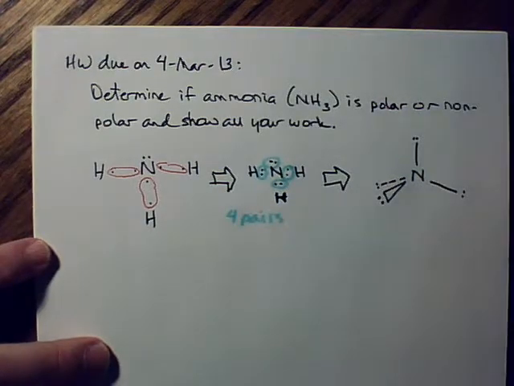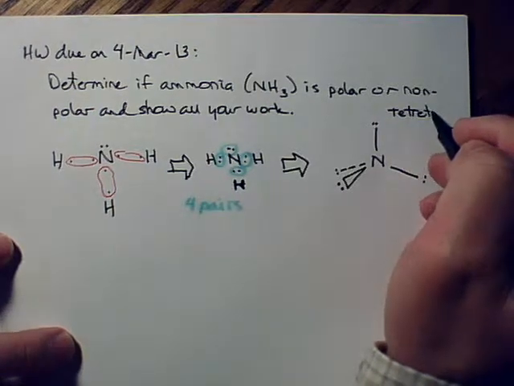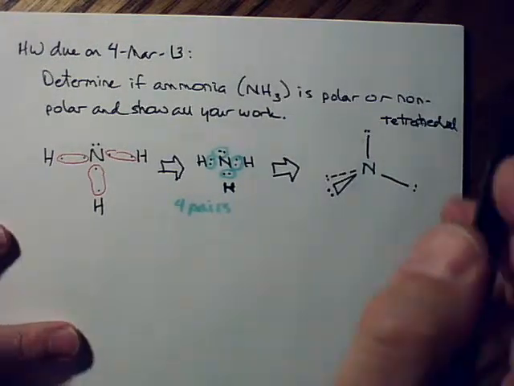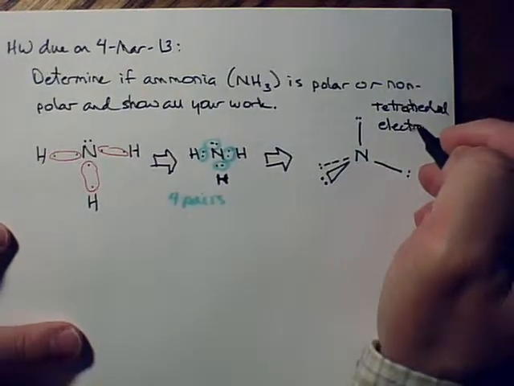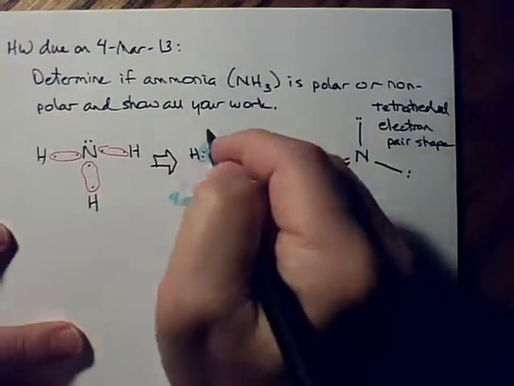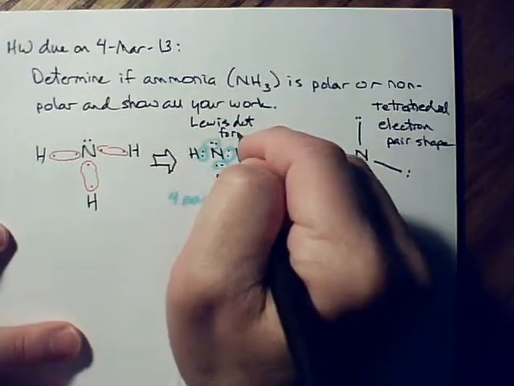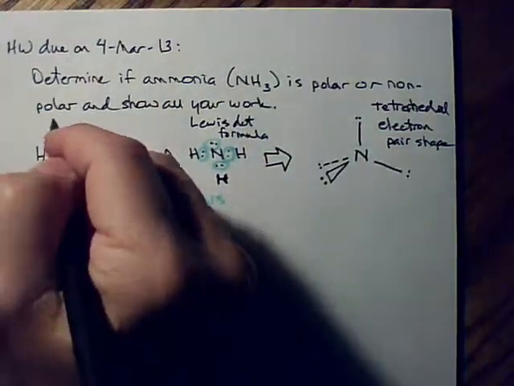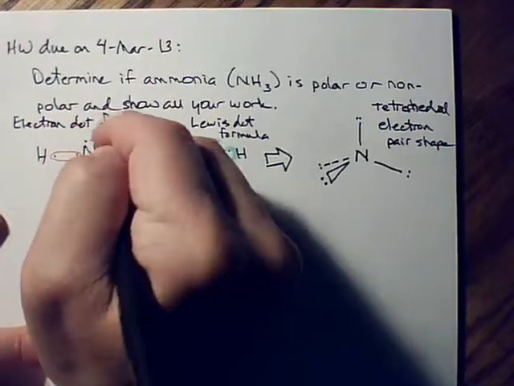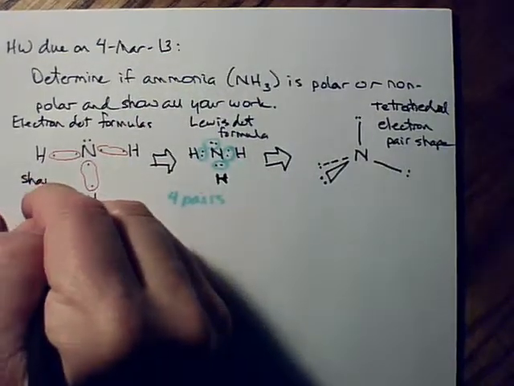And if we were to name this, I didn't ask you to name it, but just to reinforce, this is a tetrahedral electron pair shape. This is a Lewis dot formula. These are electron dot formulas. And we end up with what we call the sharing arrangement.